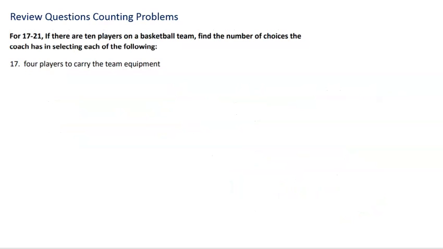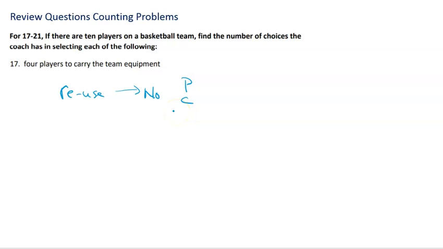Now for 17 through 21, we have 10 players on a basketball team. We want to find the number of choices the coach has in selecting each of the following. So if we need 4 players to carry the team equipment, things we need to think about, again, can we reuse? If the answer is yes, we can reuse, then we can't use a permutation or combination. If the answer is no, then we can either use a permutation or a combination depending on what applies. Do you want to reuse your players?